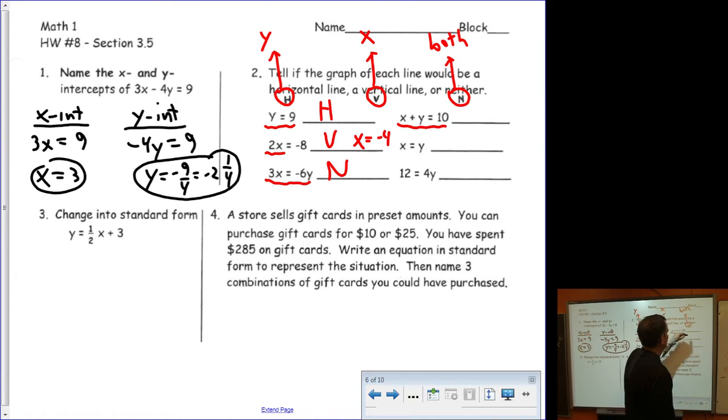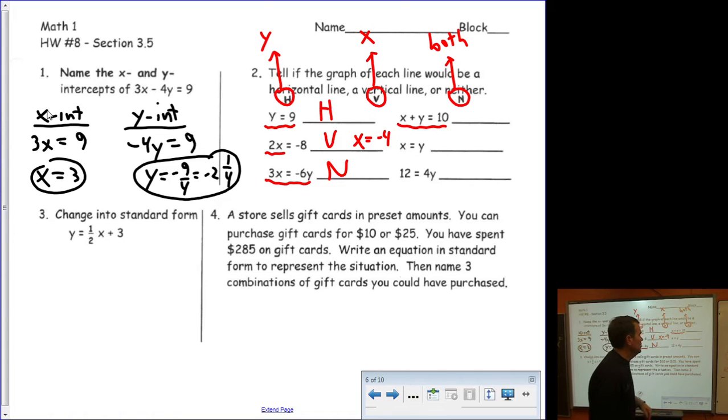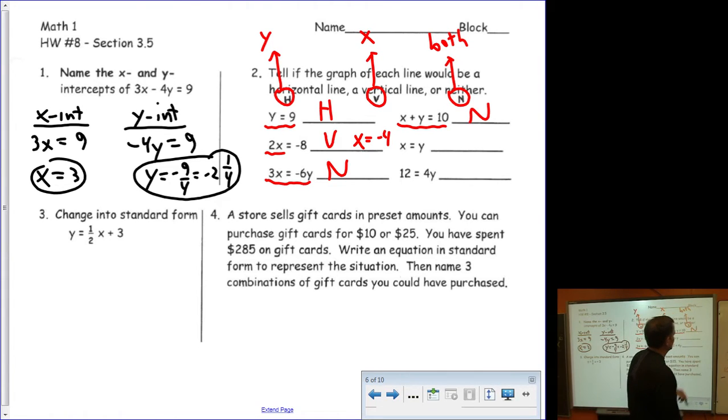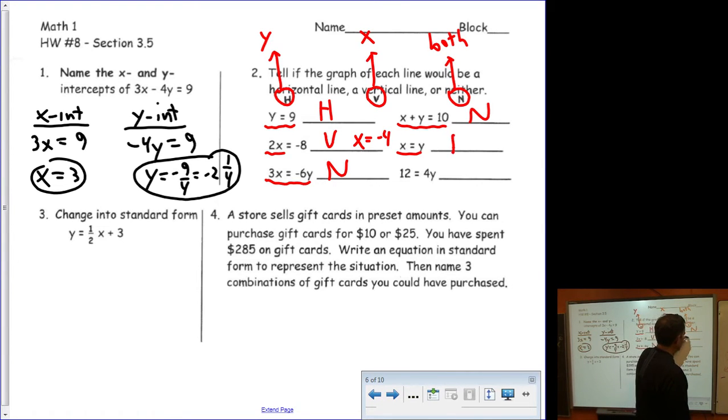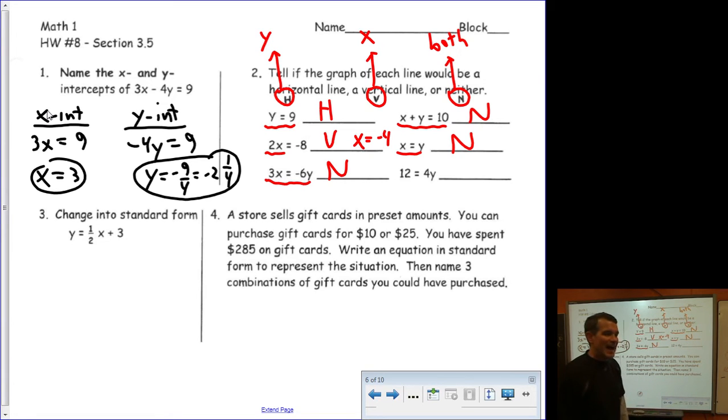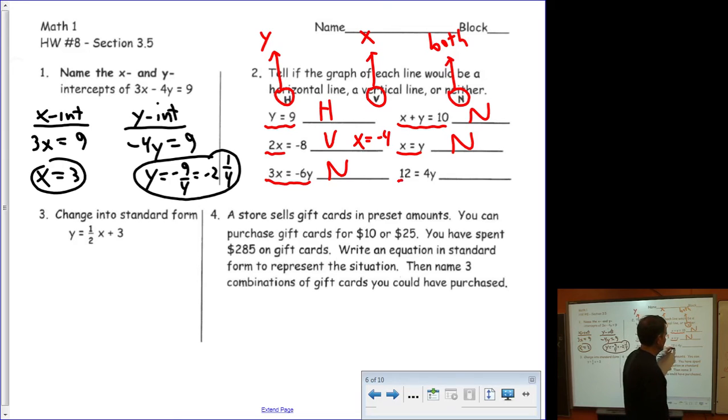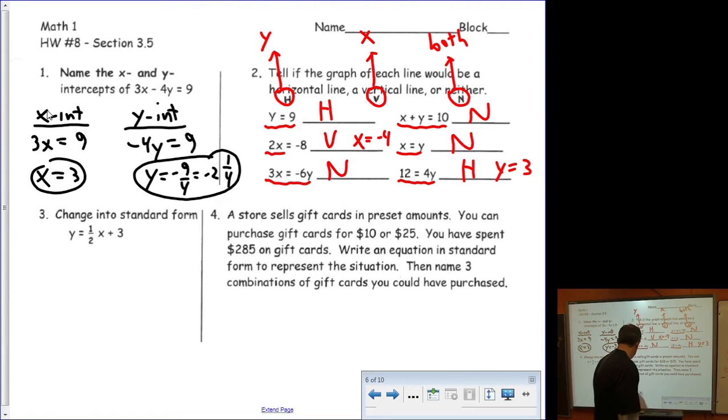This line has both variables in it, so it also is going to be neither horizontal or vertical. It's going to be diagonal or oblique. This one also has both variables, so it is going to be neither horizontal or vertical. And last up, this one only has a y, so that's going to be a horizontal line at y equals 3.